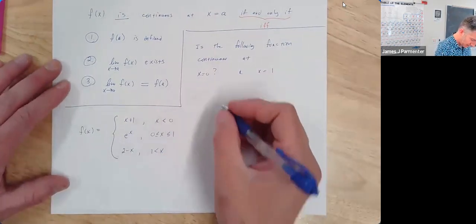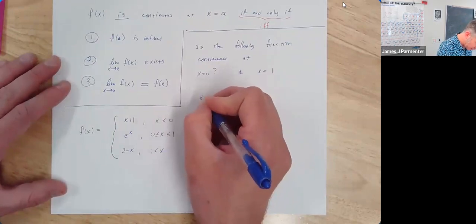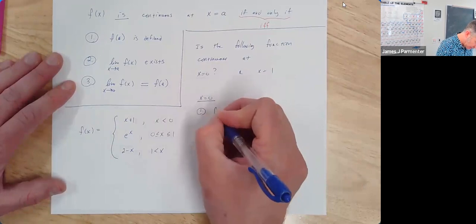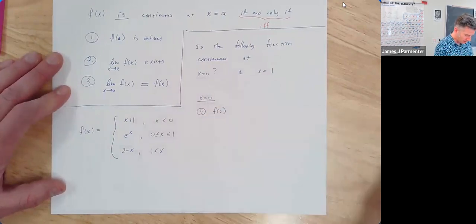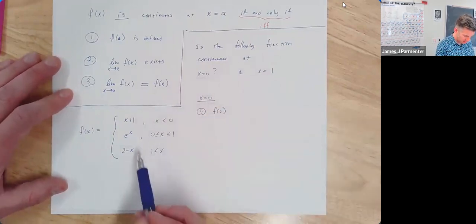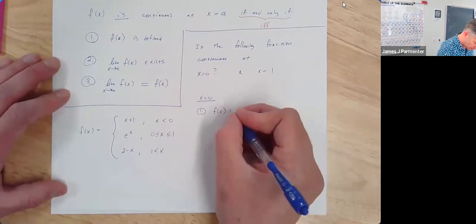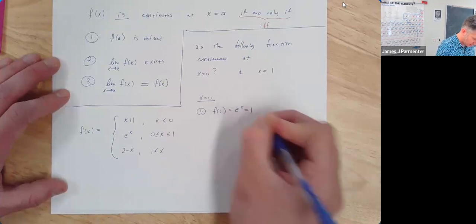So here, I'm going to look at x equal to 0 first. For x equal to 0, I'm going to check three things. Thing one, is f of 0 defined? Yeah, I'm going to plug 0 into the middle piece because that's where x is equal to 0. So f of 0 is just e to the 0, which is 1.